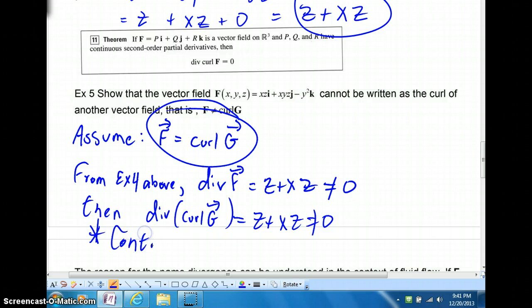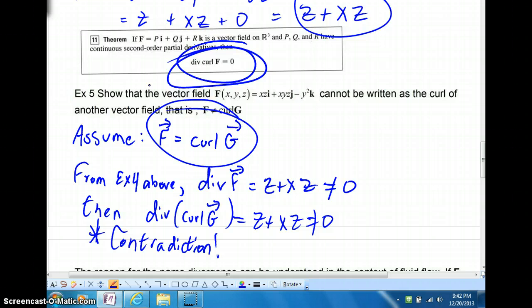So what does that mean? It means that our assumption would be an error. Why is it a contradiction? Because we know that when we take the divergence of the curl of a vector field, you will always get 0. So therefore, this vector field cannot be the curl of some other vector field.